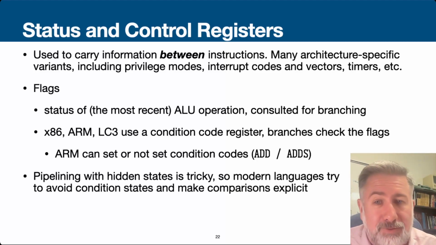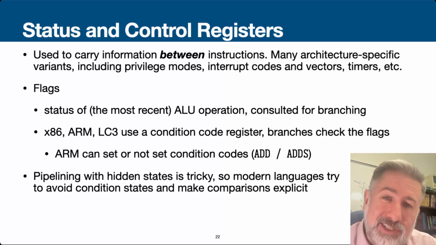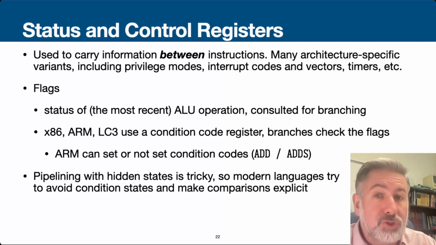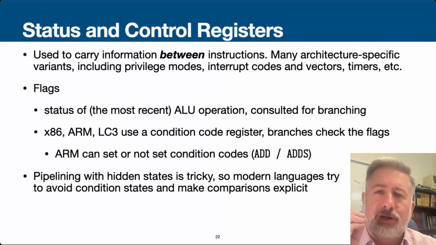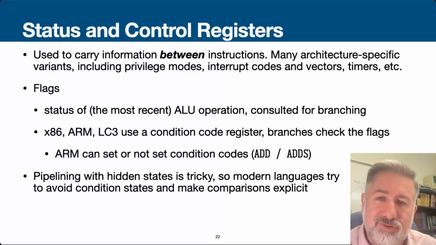And so a lot of languages today are actually making these comparisons explicit. Instead of using condition codes to store metadata about a previous comparison, if you're doing a branch, you do the comparison in that branch instruction. And so in the next video, we'll talk about the different branching mechanisms in various instruction set architectures.